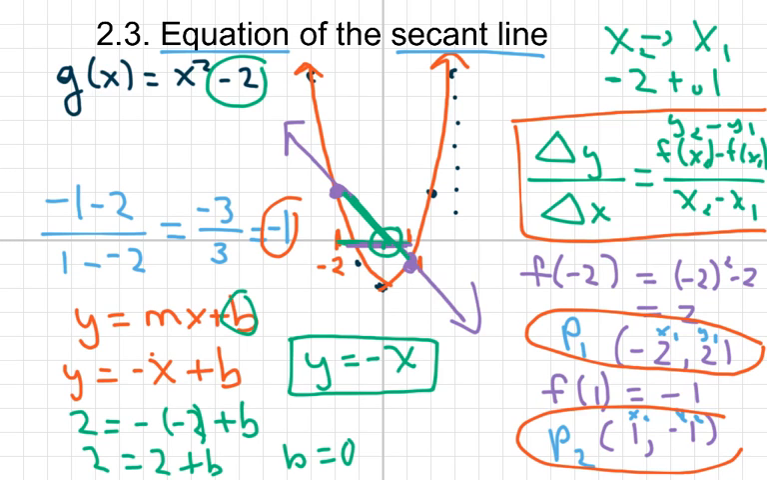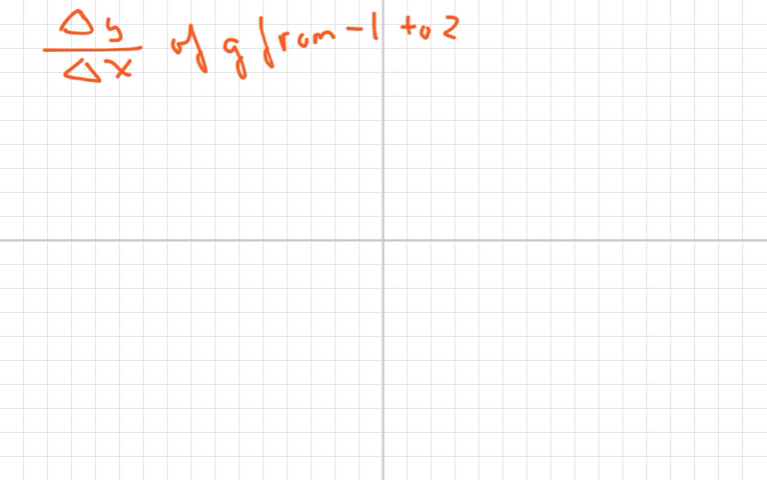So if we want to do another one, let's do another one. Let's find the average rate of change, so delta y over delta x, of g from -1 to 2. And our g is x squared plus 1.